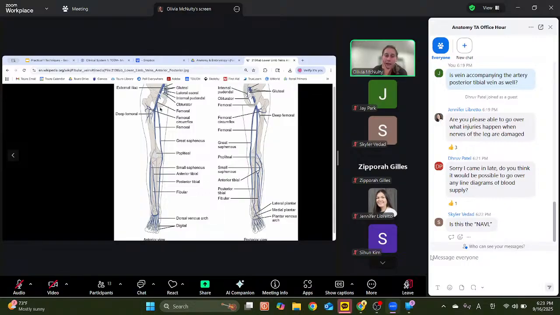And remember, this great saphenous vein is an important relationship when it comes to anatomy. It's going to run with the saphenous nerve. If you'll remember when I showed the nerves, that cutaneous nerve that runs medially is the saphenous nerve, and it's going to run with the great saphenous vein.